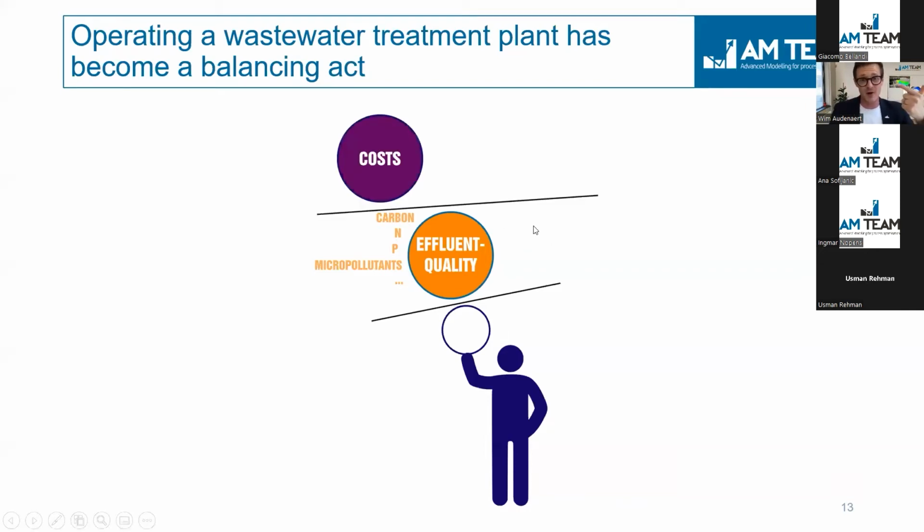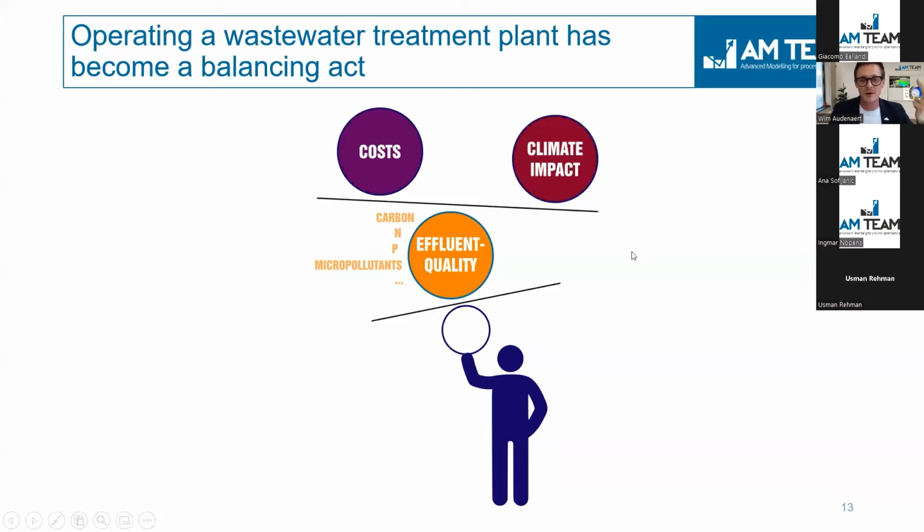You have to balance it with costs. And now we have this third dimension of N2O, or climate impact. These three conflict. Not a single plant in the world is a perfect plant with all of them in balance. So the cheapest treatment with limited climate impact and the best effluent quality doesn't exist. You really have to balance it. And this makes operating a wastewater treatment plant today a bit more complex, and it makes it a balancing act.